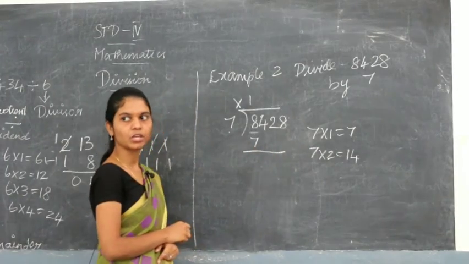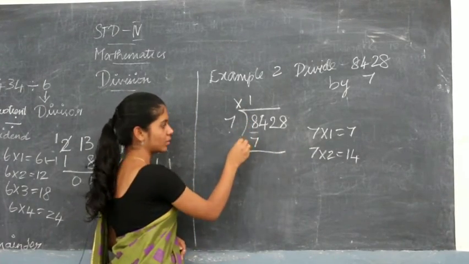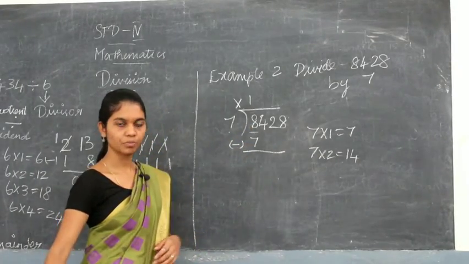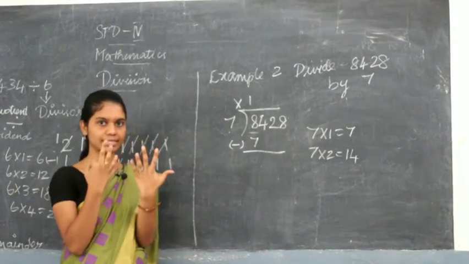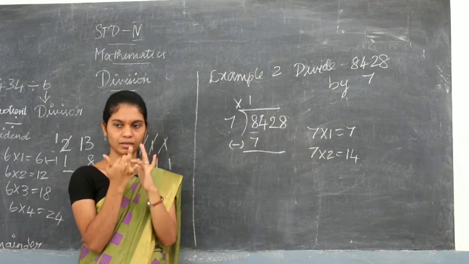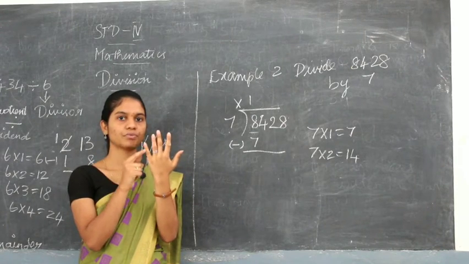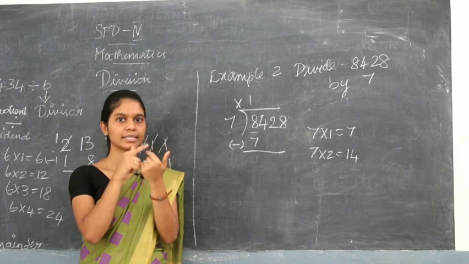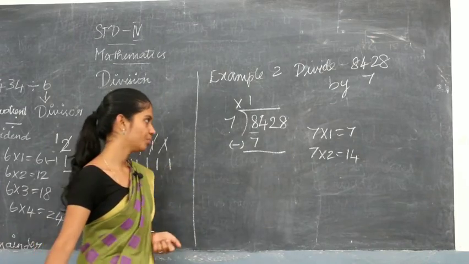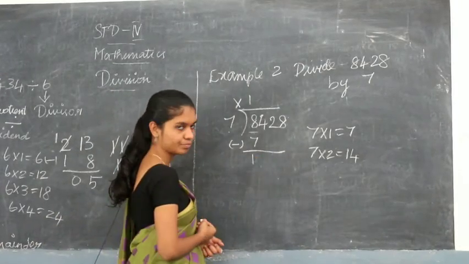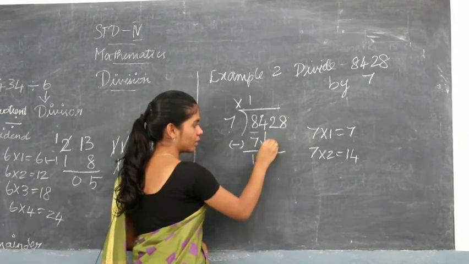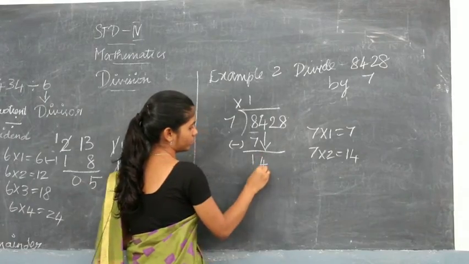Now what you should do? You should subtract them both, right? So here you have 8 and here you have 7. So what you should do? You should subtract 7 from 8. This is 8. So now what you are going to do? You are going to subtract 7 from it. So 1, 2, 3, 4, 5, 6, 7. 7 is gone, right? So how many is remaining? 1. So you should write 1 down. Now what you should do? You should bring the next number down, which is 4.